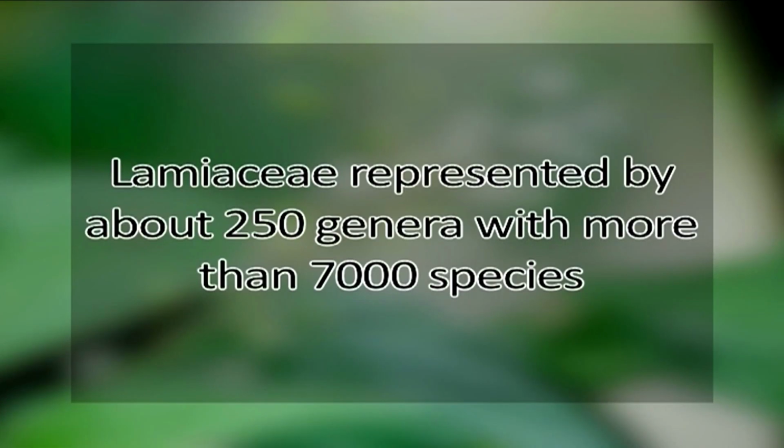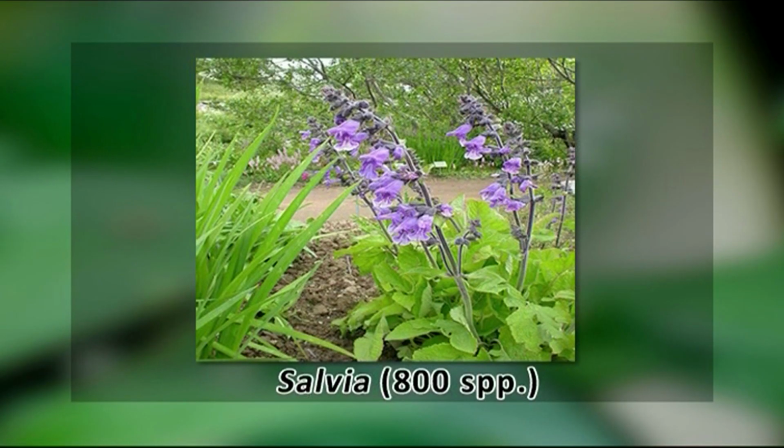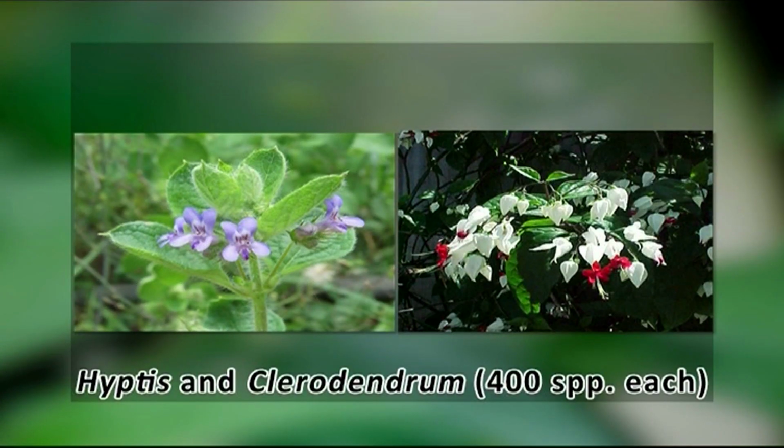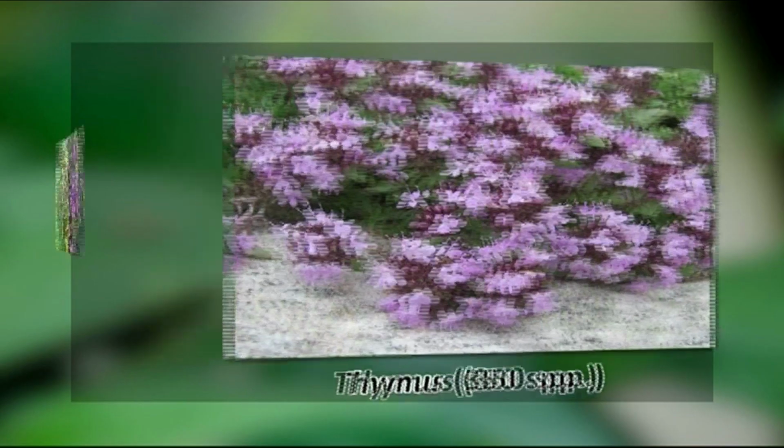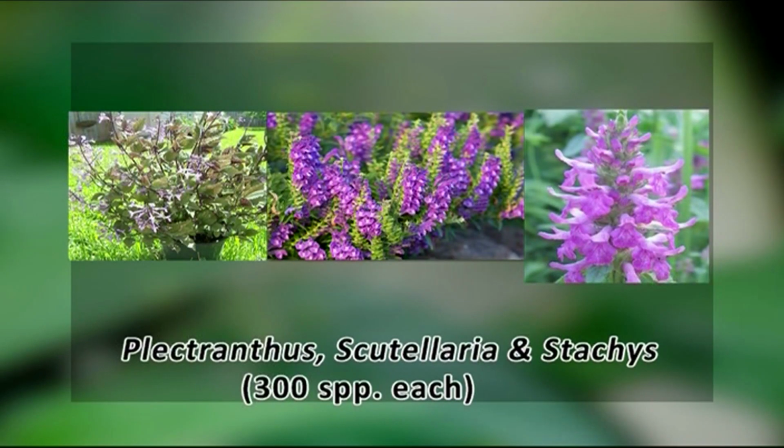Dear students, now let us discuss the diversity of the family Lamiaceae. At present, the family Lamiaceae is represented by about 250 genera having more than 7,000 species. The topmost species-rich genus in Lamiaceae is Salvia, which has 800 species throughout the world. Then followed by Hyptis and Clerodendrum, each having 400 species. Then Thymus having 350 species, followed by 3 genera Plectranthus, Scutellaria, and Stachys, each of these having 300 species.